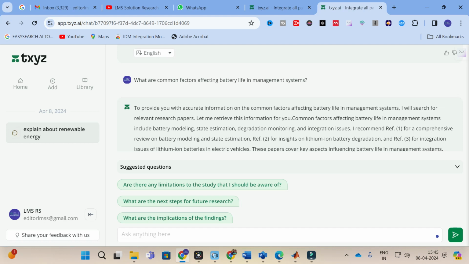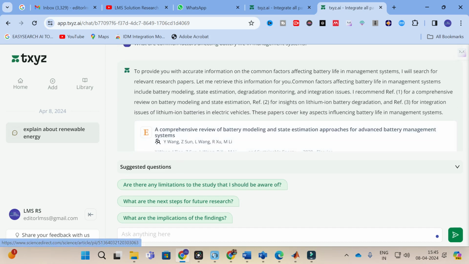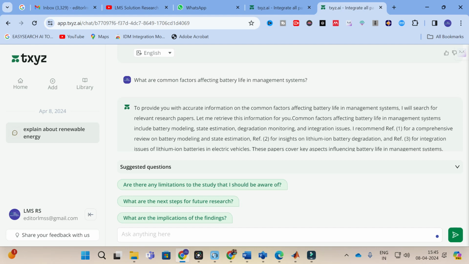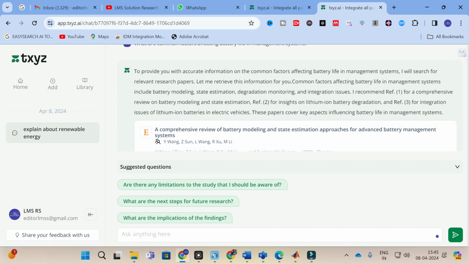So here you can see the important thing in this txyz chatbot is that it will suggest the questions, and then it will retrieve the papers related with the topic we have searched for. It is not generating the abstract. The important thing is that it acts as a search engine, it will give the relevant papers related with our research. Here we have asked about the battery management system.